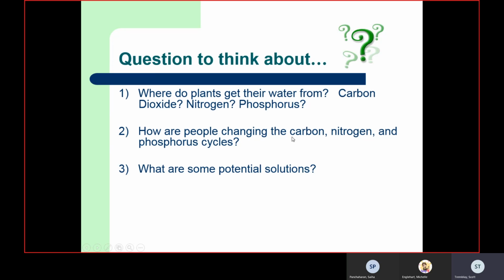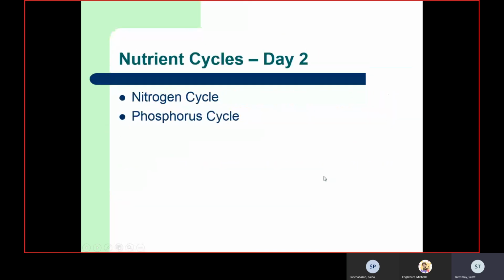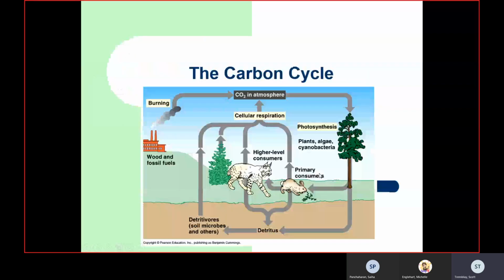And how are people changing the carbon, nitrogen, and phosphorus cycles? Well, I think we talked about that, right? And then possible solutions. What are some possible solutions? I think it's pretty simple, isn't it? Carbon cycle: well, burn less of this stuff, you know? Use less fossil fuels.